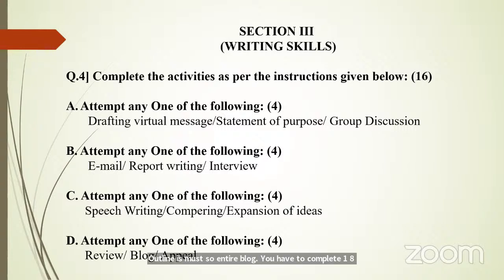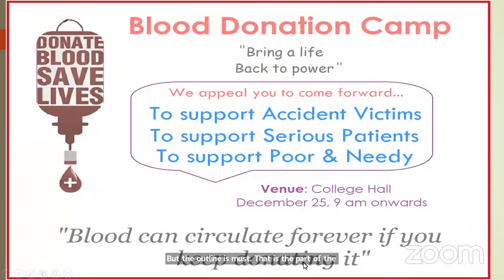And appeal writing is the scoring one and the easiest one, where you can use different fonts and different captions. Venue and everything you have to mention, but the outline is a must. That is part of the presentation. So here are a few examples of appeals. This is about a blood donation camp. Whatever the title is, you can use different fonts, but don't use colour paints and all.